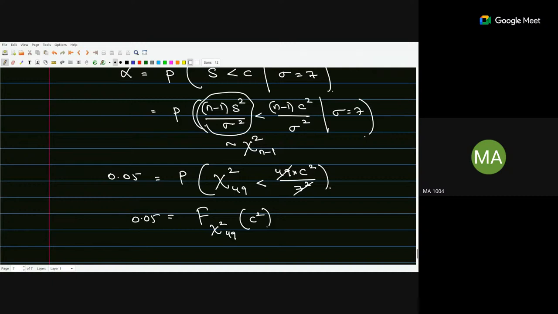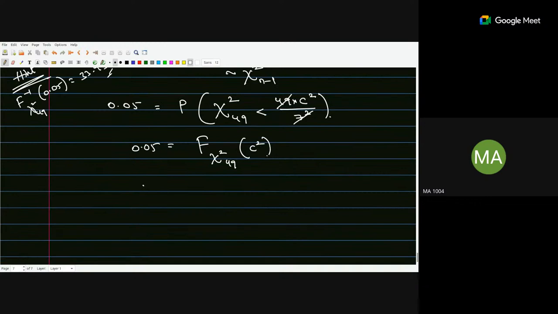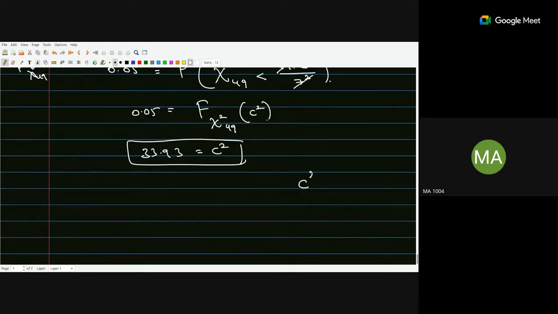Okay. Now what else do we have to do? We have to take the hint. The hint is given to us as: F inverse chi square 49 of 0.05 is given to be 33.93. So we'll use that here. 33.93 is equal to C square. So we'll just take the inverse, and the left hand side will become 33.93. So now I have C square with me.